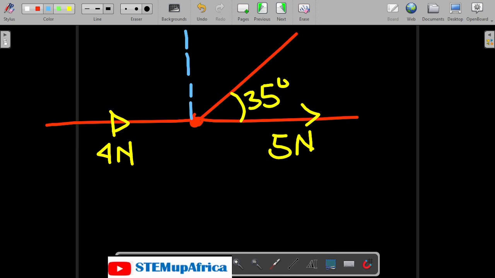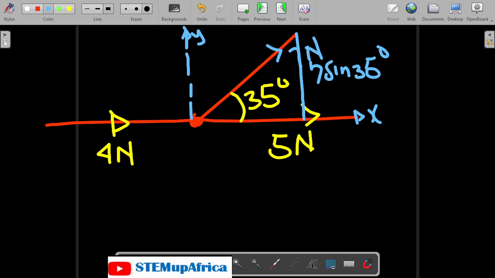This is the y-axis. This is the x-axis. Then the force here is 7 Newton. You can see the angle 35 degrees is inclined to the x-axis, not to the y. So for that, I will resolve it. When I resolve this force, the vertical will give us 7 sine 35 degrees, while the horizontal will give us 7 cos 35 degrees. If you use SOHCAHTOA to do that.